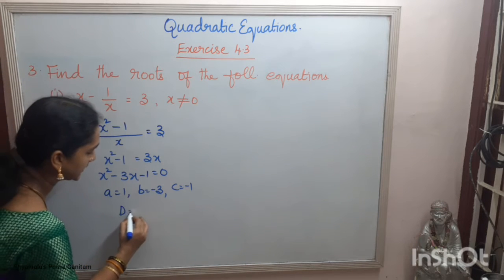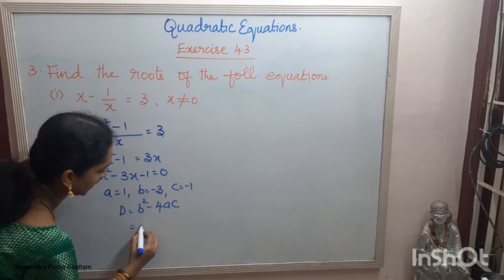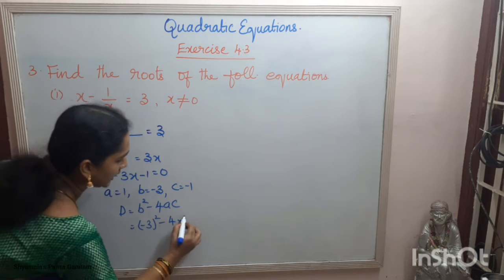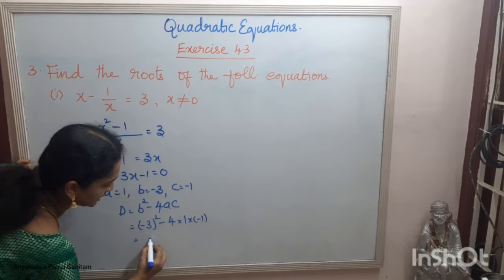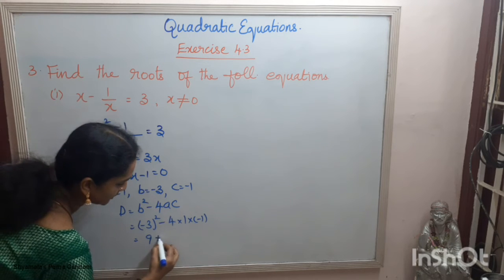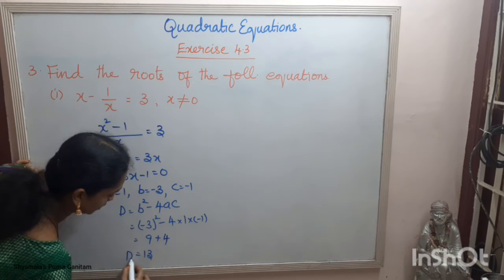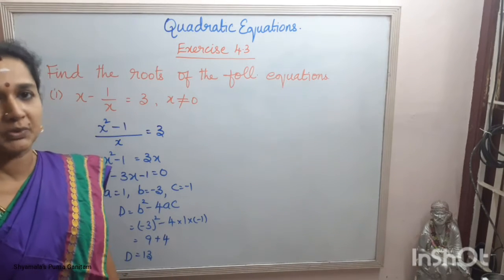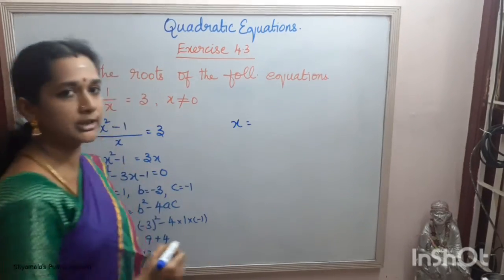So discriminant is equal to b squared minus 4ac. So b squared value is minus 3 the whole square, minus 4 into a value 1, c value minus 1. So this is 3 squared, 9, minus into minus is plus, 4 ones are 4. So 9 plus 4 is 13. So you are getting discriminant value greater than 0. So roots will exist. Now I will use the quadratic formula to find the roots of the given equation.